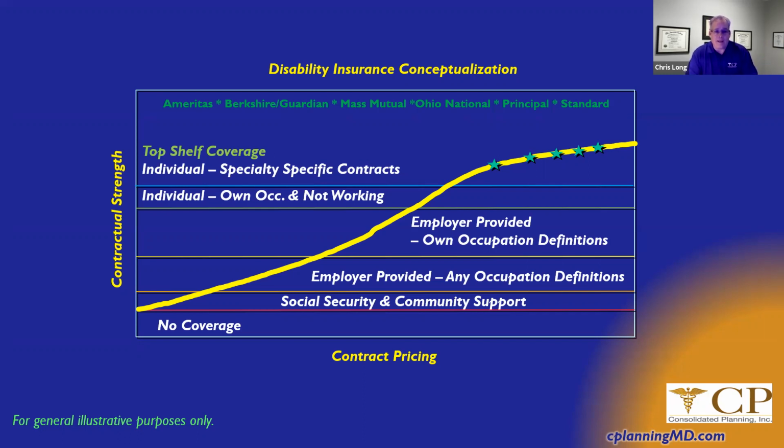Others might allow you to work in a different occupation, but as you start earning income in that different occupation, they may start to reduce that benefit. What's usually the biggest concern with employer contracts is we see a lot of residency programs across the country where the definition is an own occupation, but only for like the first 2 years. And then it turns into an any occupation definition after that.